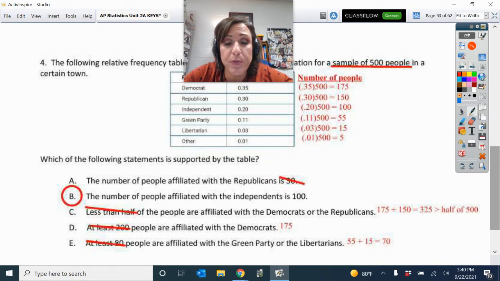Okay. This next one is just seeing, can you do the proportion of the total? So I just did straight up percent of the 500 to get the number of people.